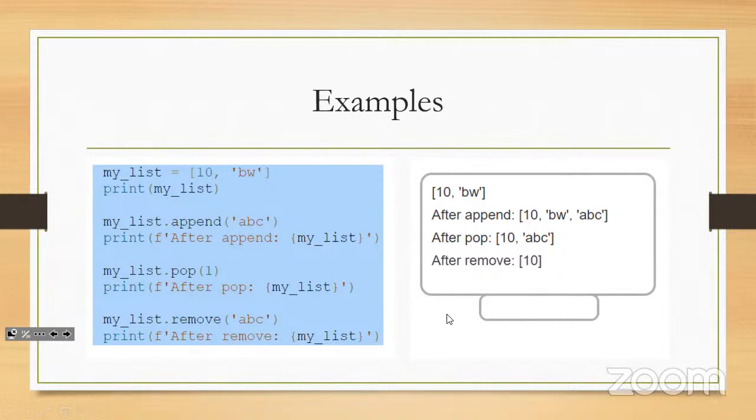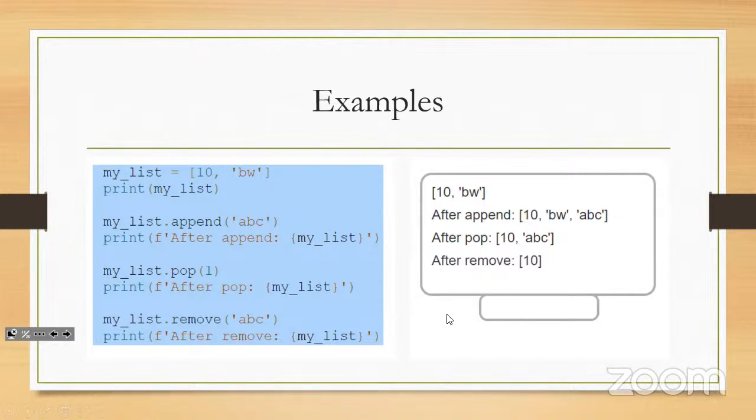When I append something to the list, so our list originally has 10 and BW in it, right? If I do my list dot append, whatever's inside the parentheses is what we're adding. It becomes the next element at the end. So ABC then becomes our third element.